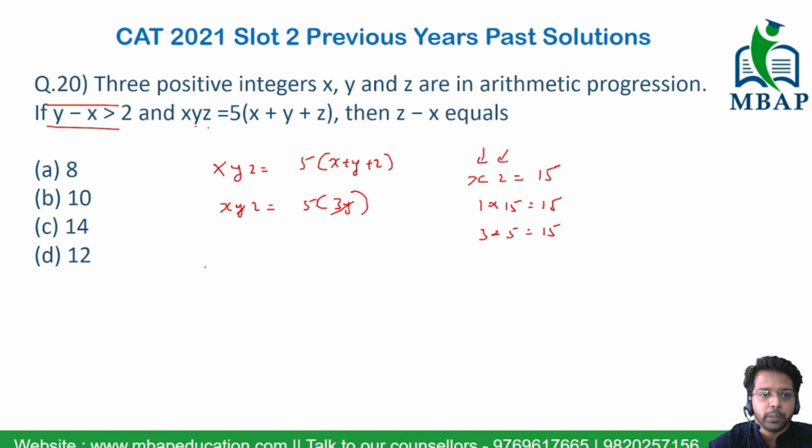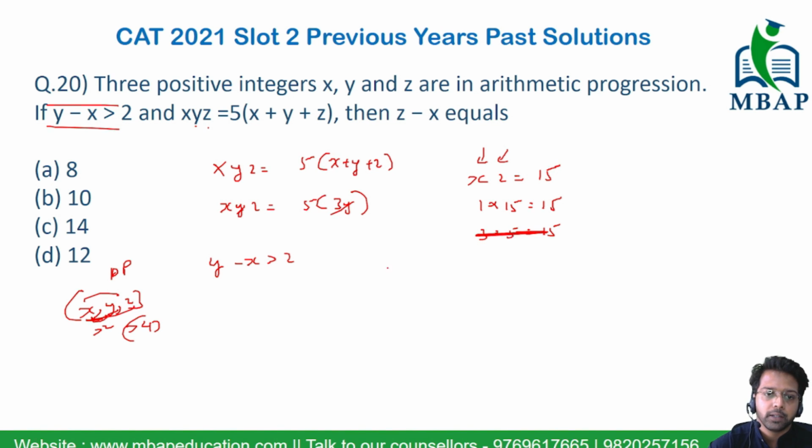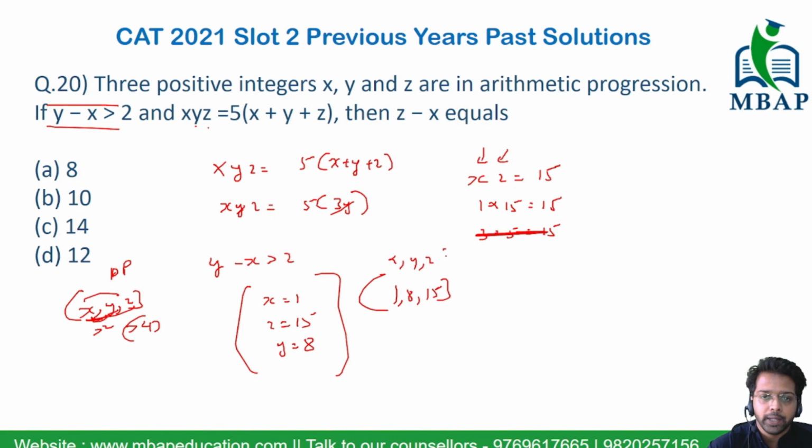But what is also being given to you is the difference of y and x is more than 2. So x, y and z are in AP. If the difference of y and x is more than 2, definitely the difference between z and x will be more than 4. If the difference of z and x is more than 4, then certainly 3 and 5 cannot be the combination I can look at. By doing this, I got x equal to 1, z equivalent to 15, and in that case y should be equivalent to 8. Only then this would be an AP. So 1, 8 and 15 is the possible value of x, y and z.